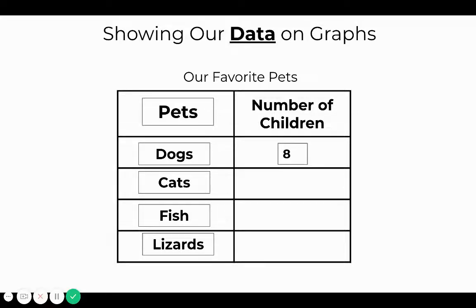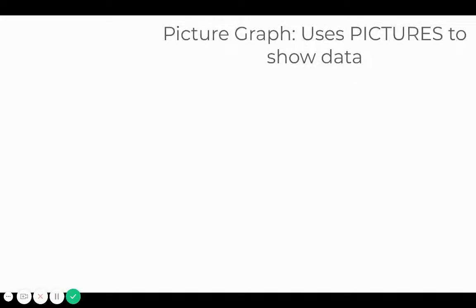8 students last year voted for dogs. 6 students voted for cats, 1 student voted for fish, and 2 students voted for lizards. Now we can take all of this information or data and put it onto different types of graphs. Let's start making a picture graph.